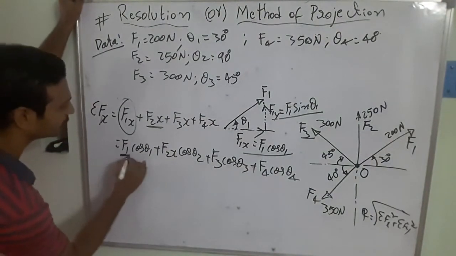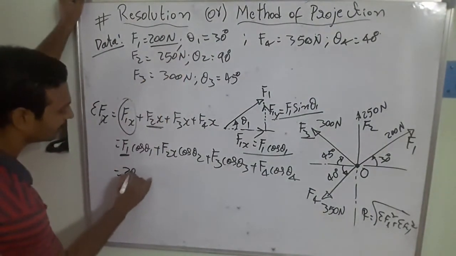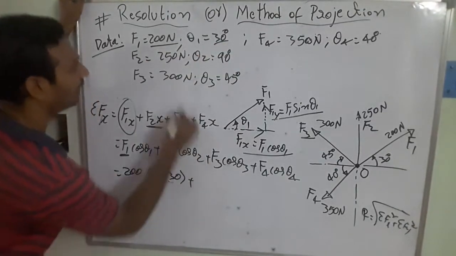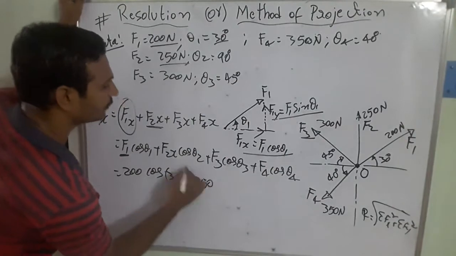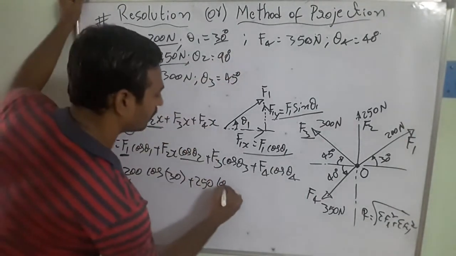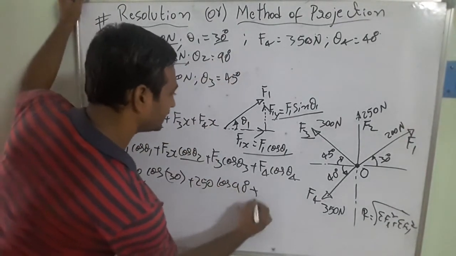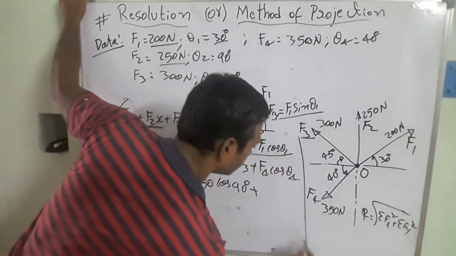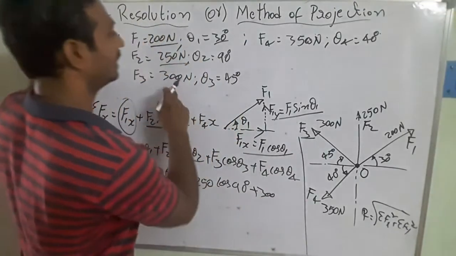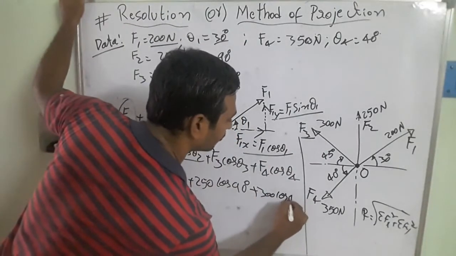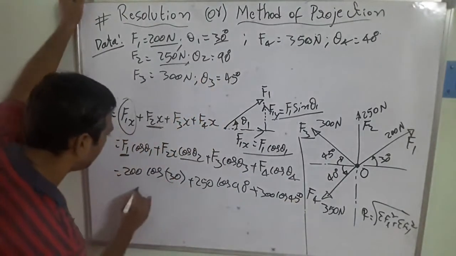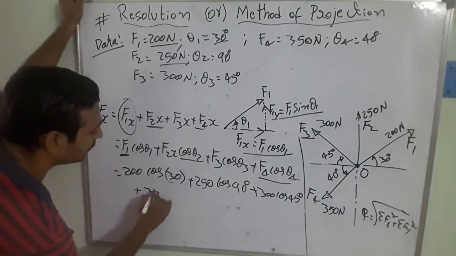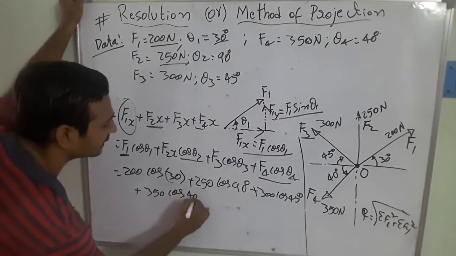F1 is equal to how much? That's going to be 200 newtons, theta 1 is equal to 30 degrees. Similarly, F2 is equal to 250 newtons, cos theta 2 is equal to cos 90 degrees, plus F3 is 300 newtons and theta is cos 45 degrees. Similarly, F4 cos theta, F4 is 350 newtons and cos 40 degrees.